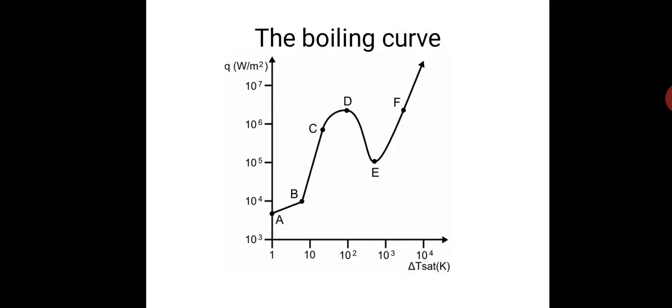Here you can see A to B, which is pure convection with liquid rising to the surface for evaporation. B to C and C to D are both nucleate boiling, but B to C is nucleate boiling with the bubbles condensing in the liquid, whereas C to D is nucleate boiling with the bubbles rising to the surface. At D it is the peak.